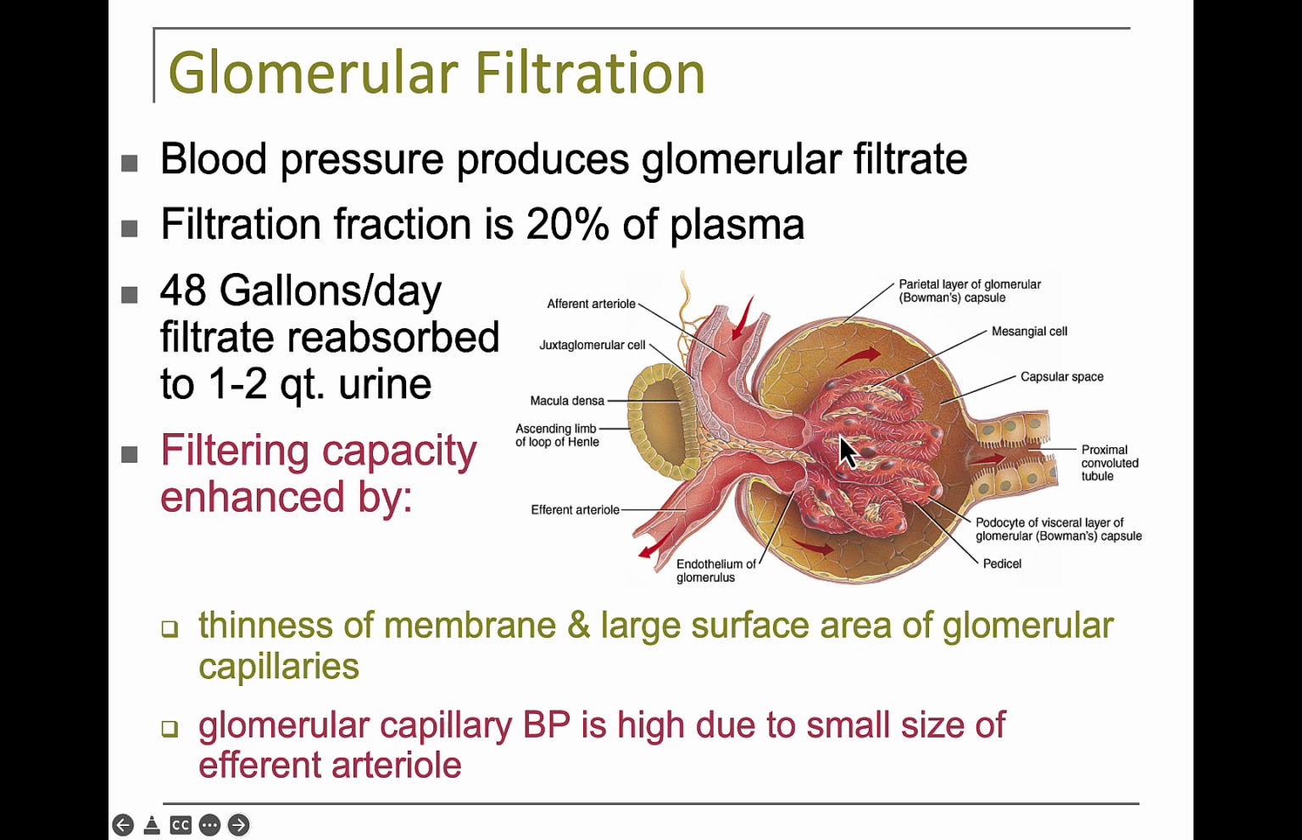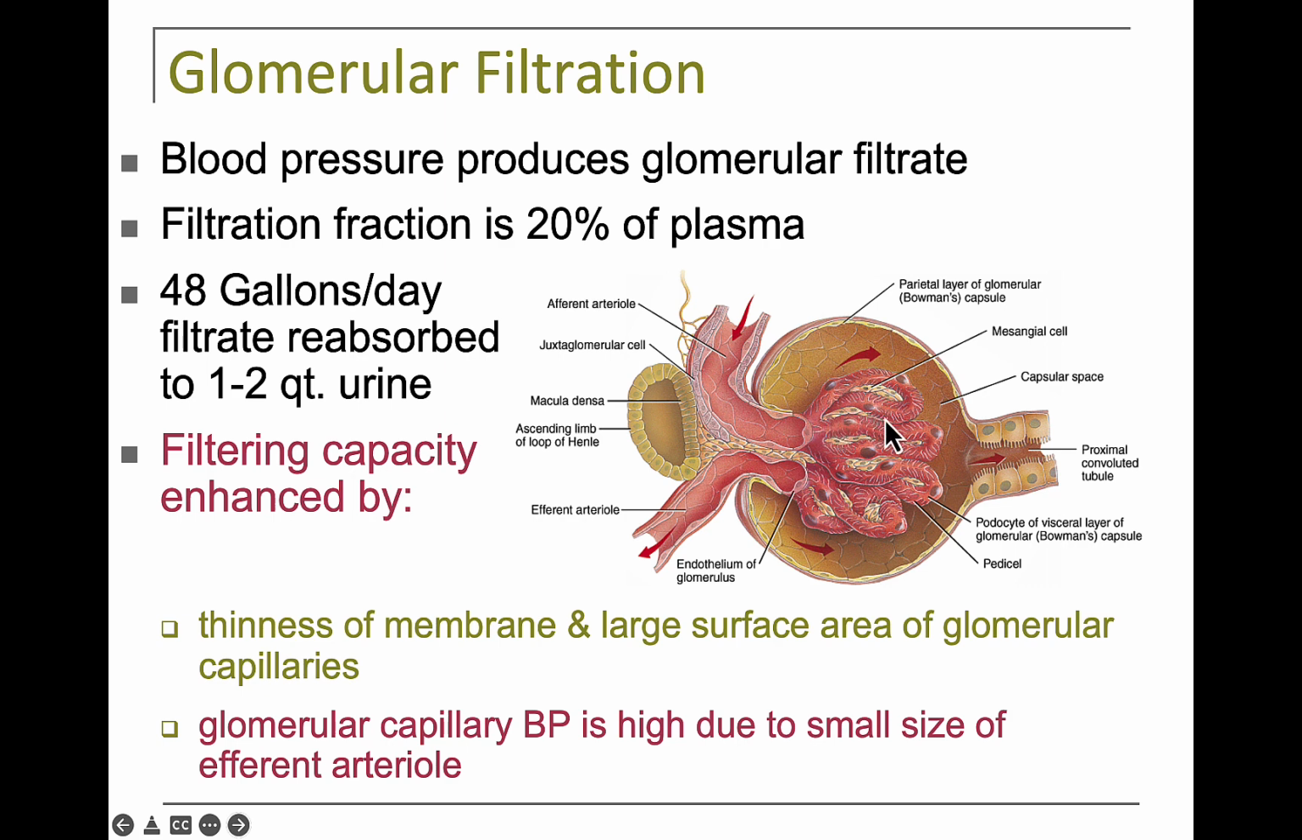So when we look at this, we get so much filtrate for several reasons. First of all, notice the size of the afferent arteriole going into the glomerular capillaries and the efferent arteriole leaving. The afferent arteriole is much larger, so we've got a higher pressure going in than fluid coming back out, so we're able to force a lot out.